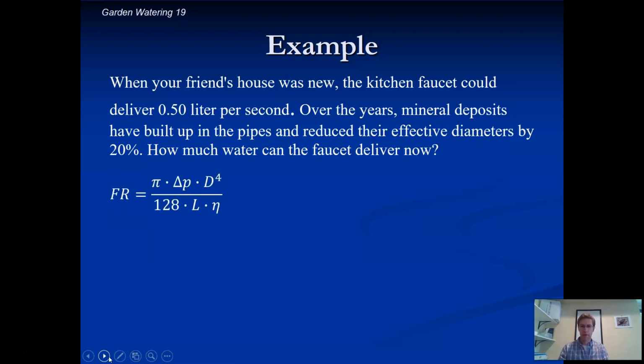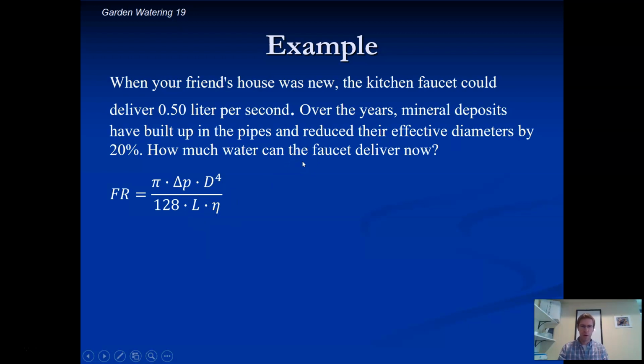Let's try it together. So we have this big complicated equation with flow rate. Just so you understand here, again, FR stands for the flow rate. Here we have our change in pressure. This is our diameter to the 4th. This is our length. And then this is our viscosity, okay? So what do we have here?